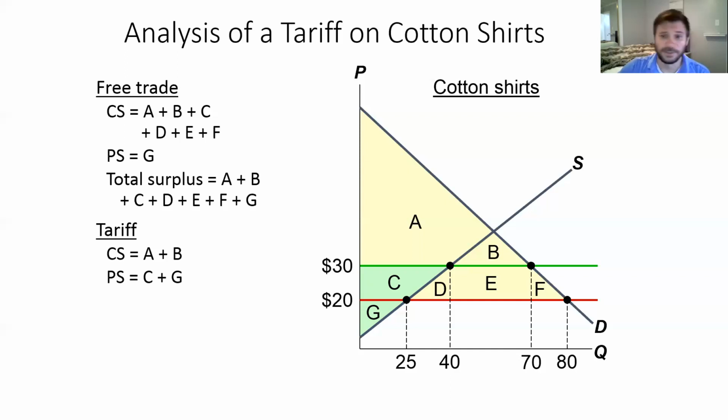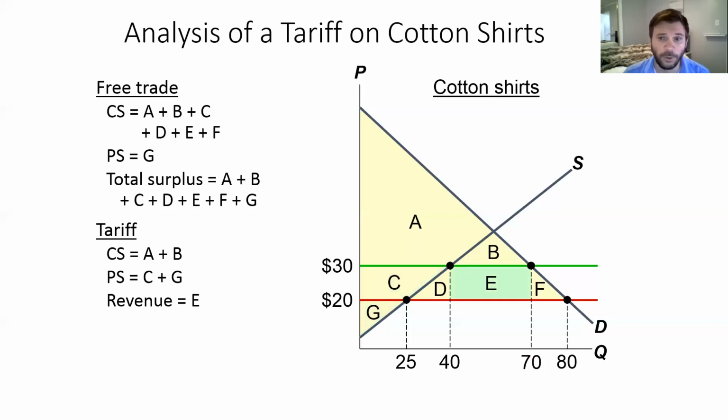we have the government to think about here. And the government also gets a piece of the pie in that they collect the revenue from the tariff. So the size of the tariff is $10. Now the tariff, remember, is only a tax on imports. So when the price is 30, note that the quantity of imports is also 30. So we're going to take the size of the tax times that quantity of imports, and that'll actually be represented by this rectangle E, which is the revenue generated by the tariff.